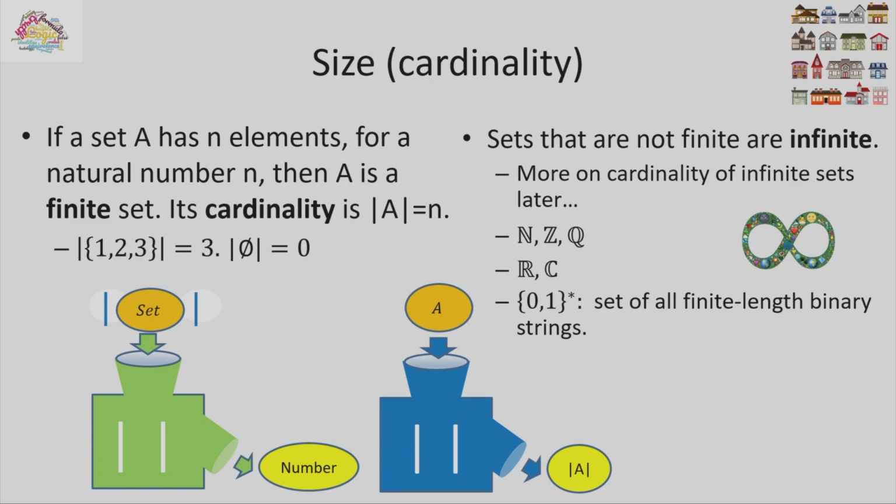So finite sets are things like {1, 2, 3}, {A, B, C, D}, all the integers between -10 and +10. Some sets are infinite: natural numbers, integers, rationals, reals. A very common set that you encounter in computer science is the set of all finite length binary strings. So it's like a string 0, string 0 0, string 0 0 1, and so on and so forth. Because even though every string is finite, there are infinitely many of them, this would be an infinite cardinality set.